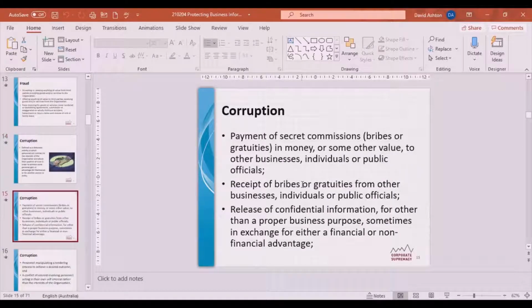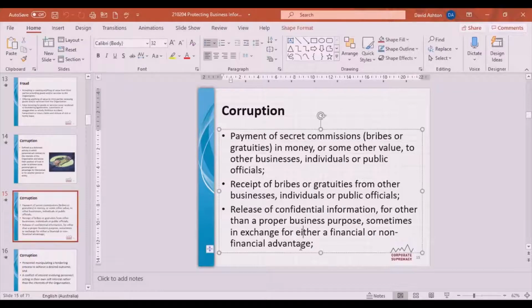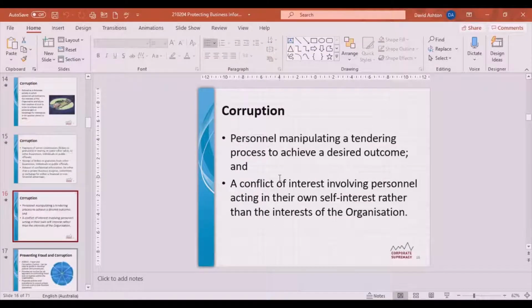So examples of corruption: payments of secret commissions, receipt of bribes and gratuities, release of confidential information, and that's particularly where information security processes come in. You don't want corporate knowledge of your business leaking out to your competitors or other organisations that may seek to have an impact on your organisation. Then manipulation of a tendering process to achieve a desired outcome, that's favouring one supplier over another, and a conflict of interest involving personnel acting in their own self-interest rather than the interests of your business. So again, that's what it's all about. It's about people not acting in the best interests of your business and its shareholders, but acting in their own interests and using your resources to do so.